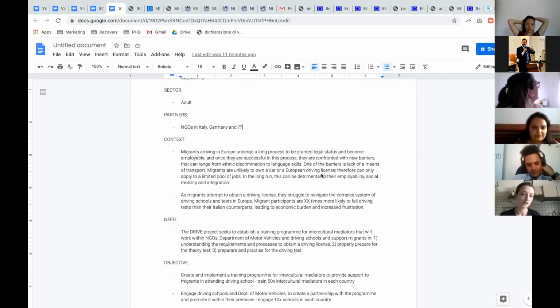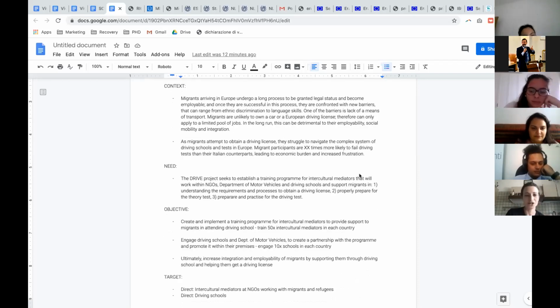So after a while, in the long run, this is very detrimental to their employability, to their social mobility, and to their integration within European society. For migrants that try to get a European driving license, that is often very difficult because they have to navigate the complex system of driving schools and driving tests, and that is in a different language than their native language. So it's just very difficult and they have very little help.